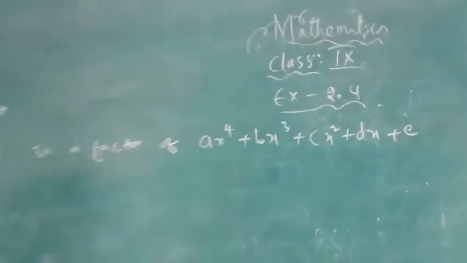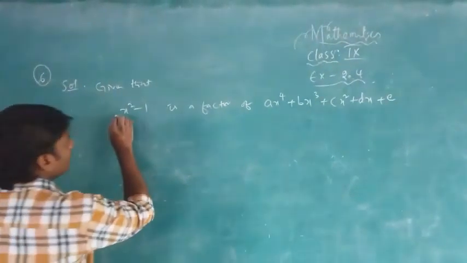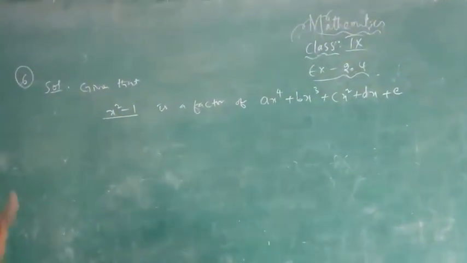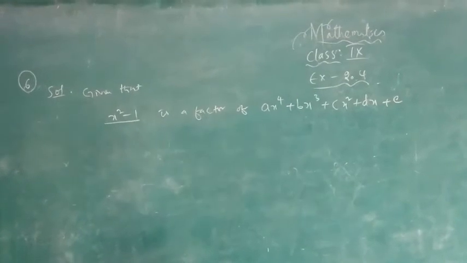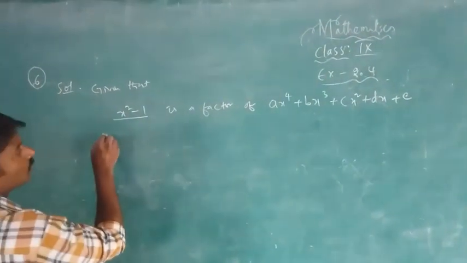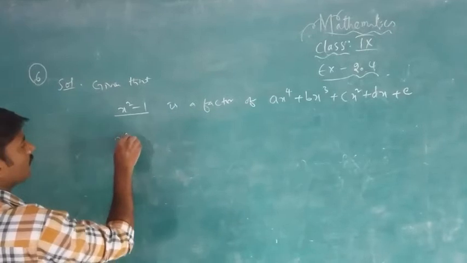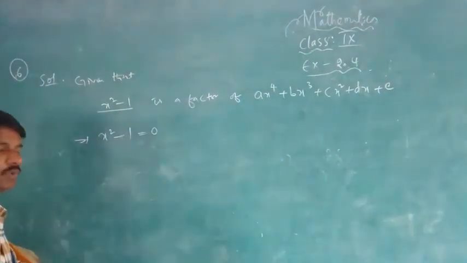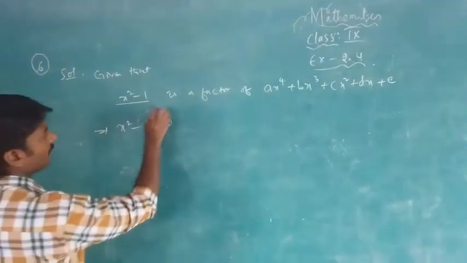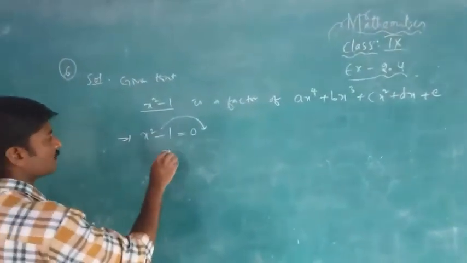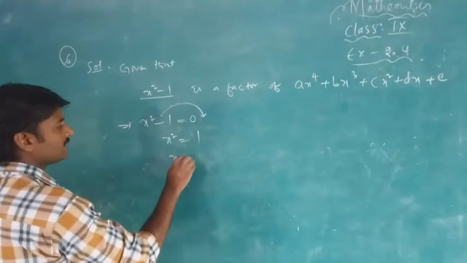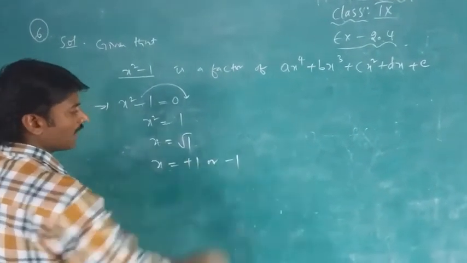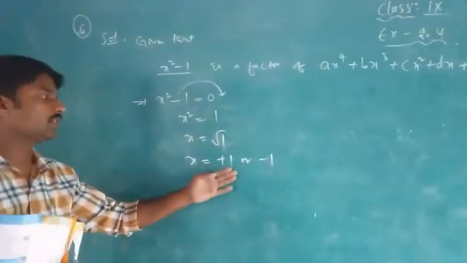Now x square minus 1 is there here. This is in the form of a square minus b square children. So by seeing this question, you can make it equal to 0. So x square minus 1 we can write is equal to 0, or apply the formula also. Now transpose this one, what happens? x square is equal to 1, x is equal to root of 1. So x is equal to plus 1 or minus 1, because plus 1 whole square is 1 only, minus 1 square is 1 only.